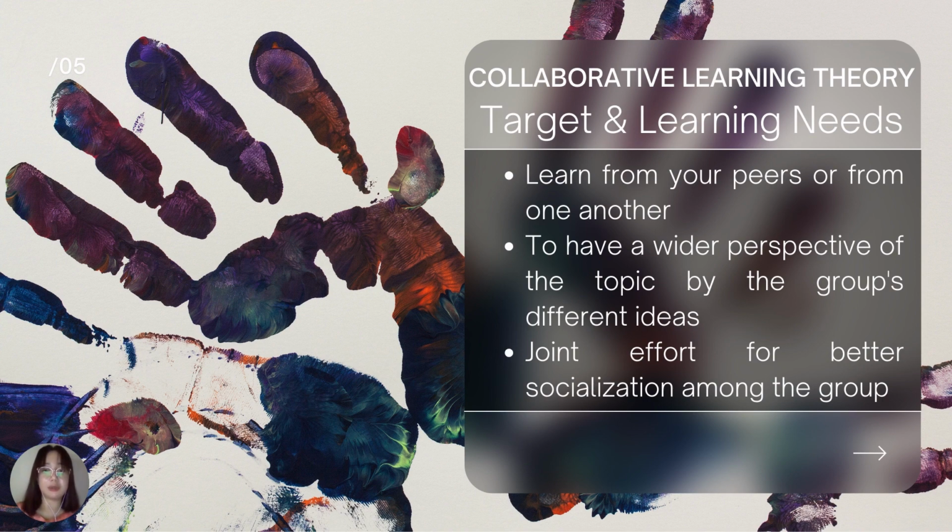Now let's talk about the target and learning needs of collaborative learning. The first one is to learn from your peers or from one another. It is important that our students learn how to work collaboratively by opening themselves to learn from their co-members in order for them to have a better understanding and a meaningful collaboration, which could also result in a wonderful output. The next and the last one is to have a wider perspective of the topic through the group's different ideas and joint effort for better socialization among the group.